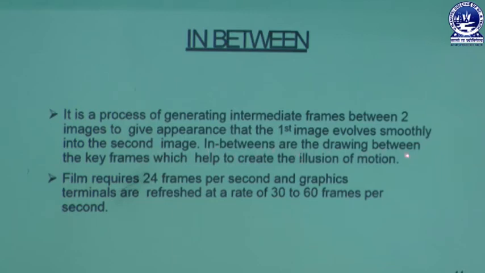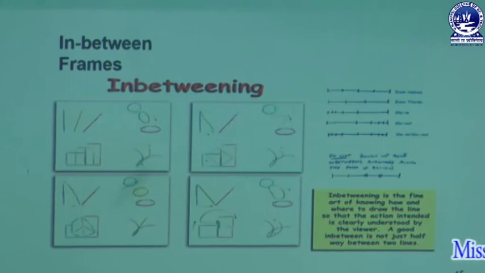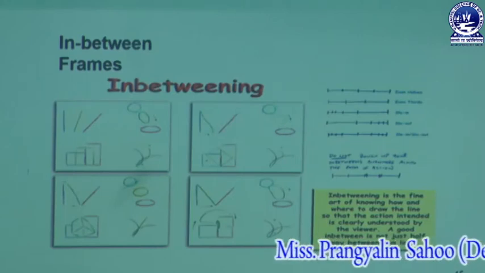In between are the drawings between the keyframes, which help to create the illusion of motion. In general, every film requires 24 frames per second, and graphics terminals are refreshed at the rate of 30 to 60 frames per second. That is your in-betweens, the graphical structure of in-between frames.